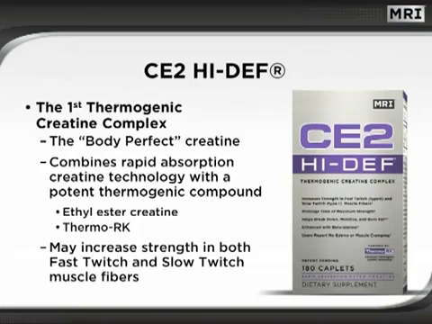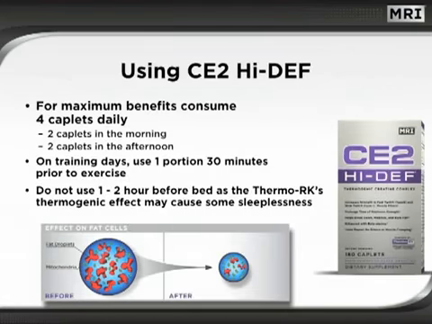and slow-twitch muscle fibers. For maximum benefits, consume 4 caplets of CE2 High Def daily. Use 2 caplets in the morning and 2 caplets in the afternoon. On training days, use one portion 30 minutes prior to exercise. It may be best to avoid CE2 High Def within 1 to 2 hours before bed, as the thermo-RK's thermogenic effect may cause sleeplessness with some individuals.